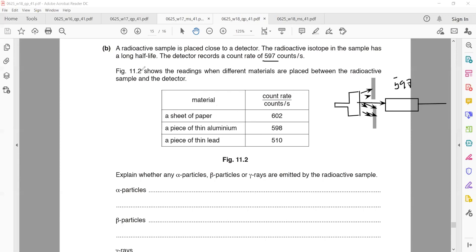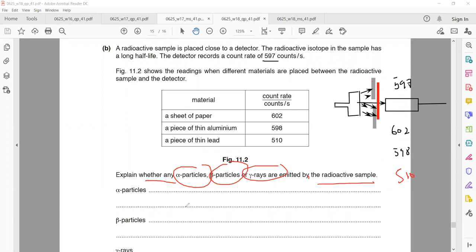Figure 11.2 shows the readings when different materials are placed between the detector and the radioactive sample. When we place a paper, the count becomes 602, meaning it increases. When we place aluminum, the count becomes 598. When we place a thin sheet of lead, completely without any gap, the count decreases to 510. Explain whether any alpha, beta, or gamma are emitted from the radioactive source.